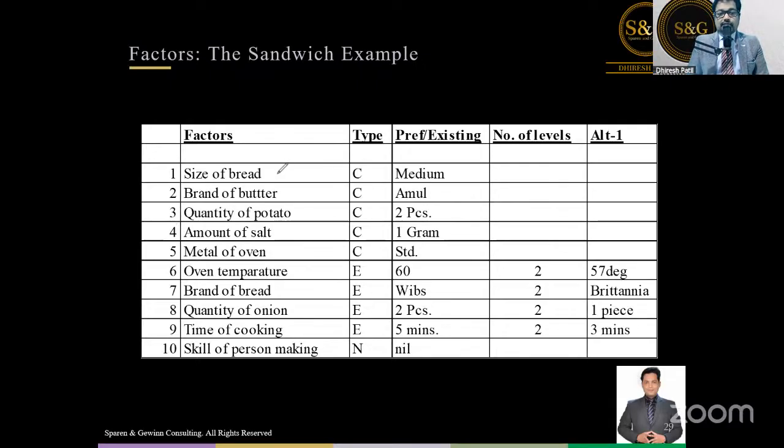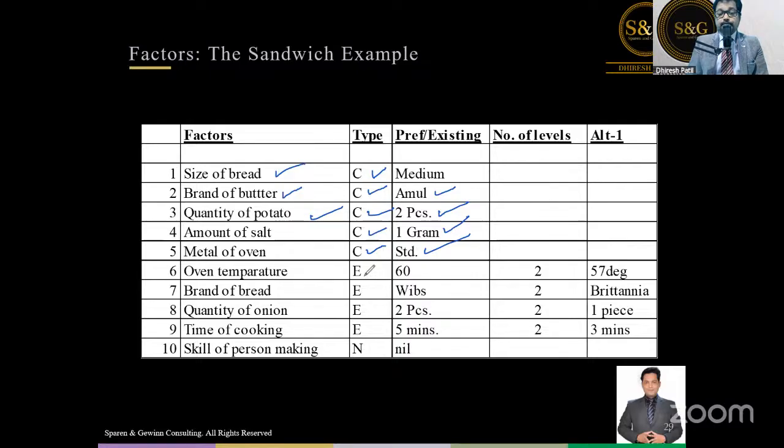Size of bread is a constant factor, it's a standard. Brand of butter they have also kept constant, Amul. Quantity of potato they have kept constant. Constant or control factor, right? So quantity of potato will be 2. Amount of salt is constant, which is 1 gram. Metal of oven is constant, which is standard metal. Now they have selected 4 factors for the experiment.